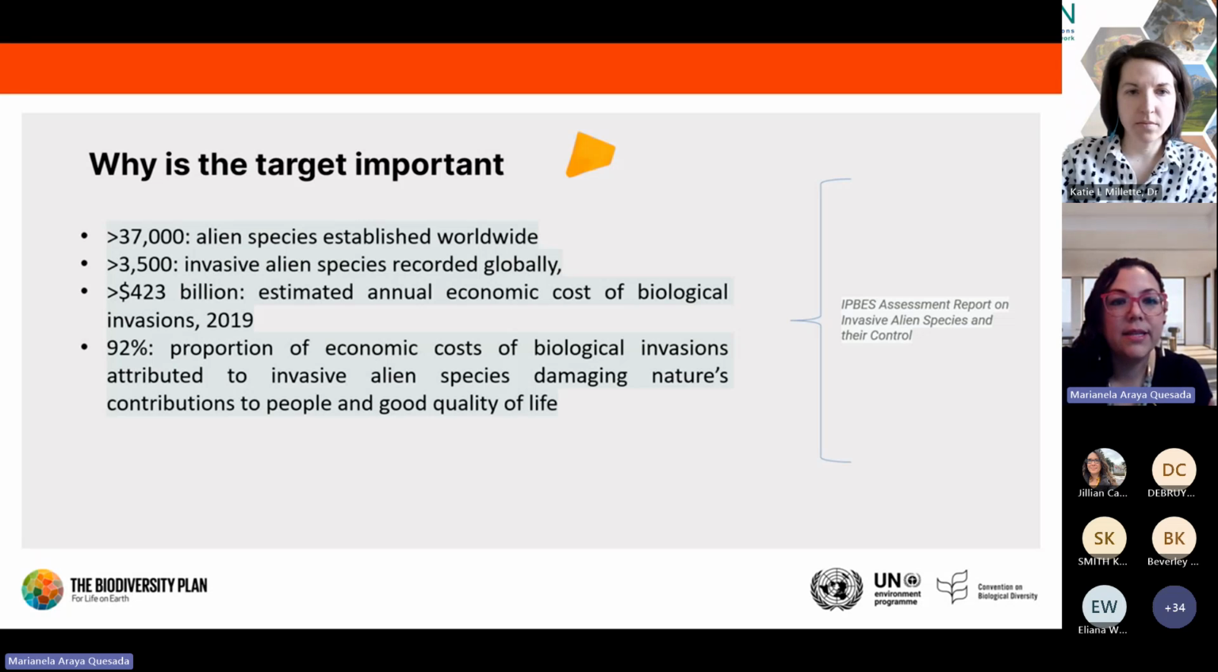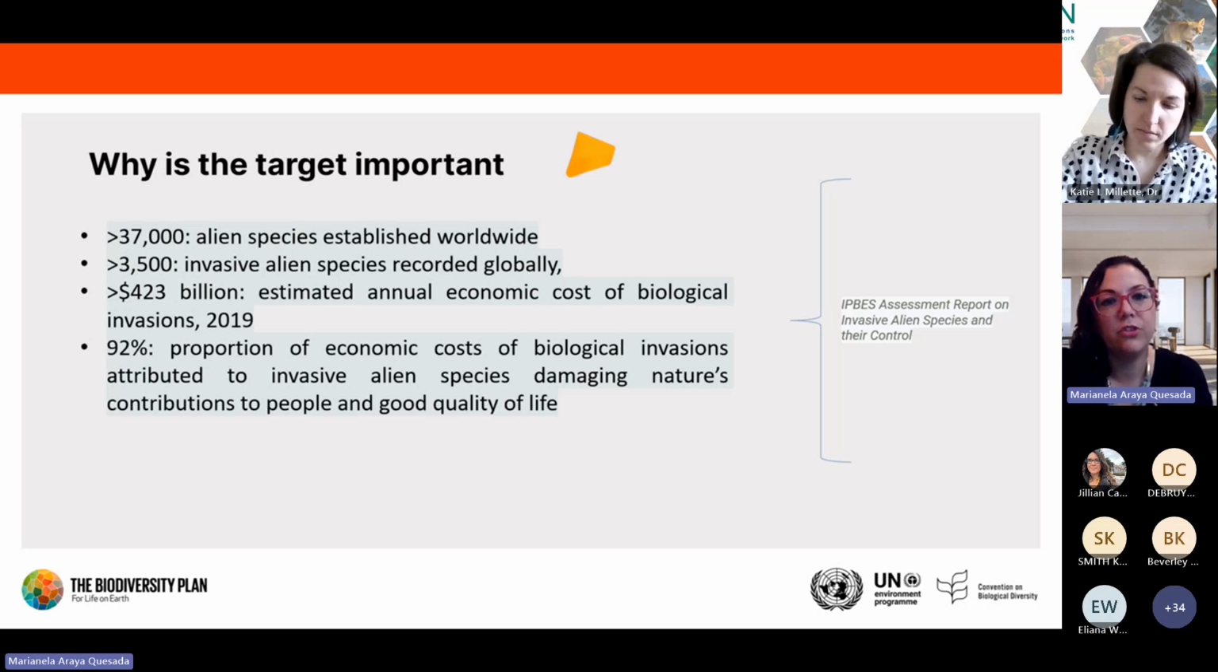And 92% is the proportion of the economic cost that is related to invasive alien species that are actually damaging nature's contribution to people and the good quality of life. So as you can see, this is not a minor problem. This is something that calls for urgent action towards addressing the issues and problems with invasive alien species.